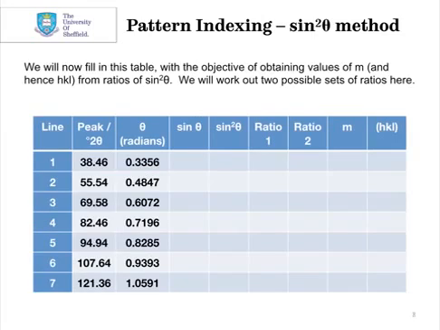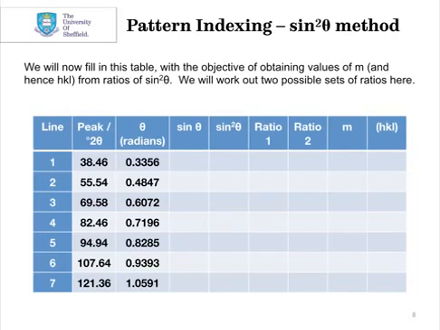So the first thing we're going to do is the sine squared theta method. This is the table that we need to fill in to do this. The ultimate objective is to fill in the m column on the right hand side, and from that we can calculate the HKL values. So I've filled in here 2 columns already.